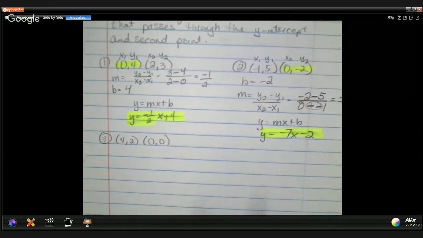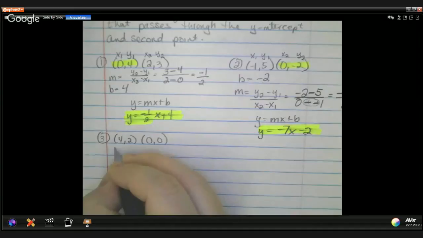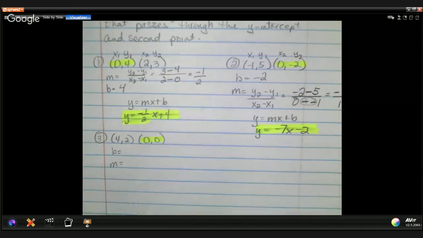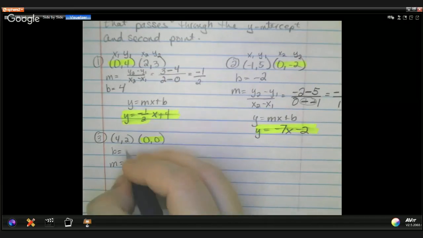All right, let's look at the third one. So my b and my m. Remember, your b is whenever x is 0. Well, x is 0 at 0, so it's just 0.